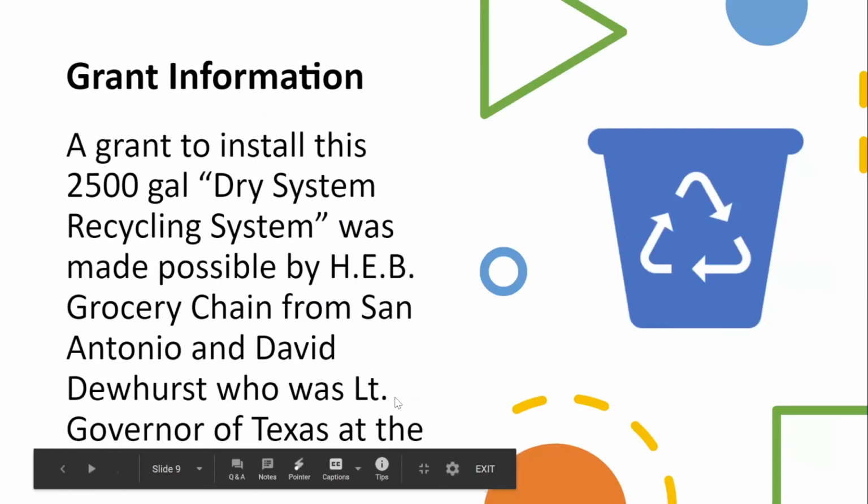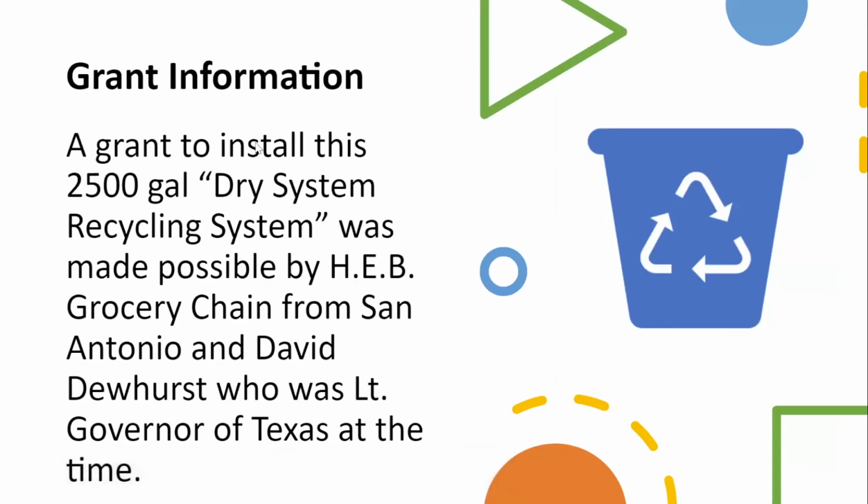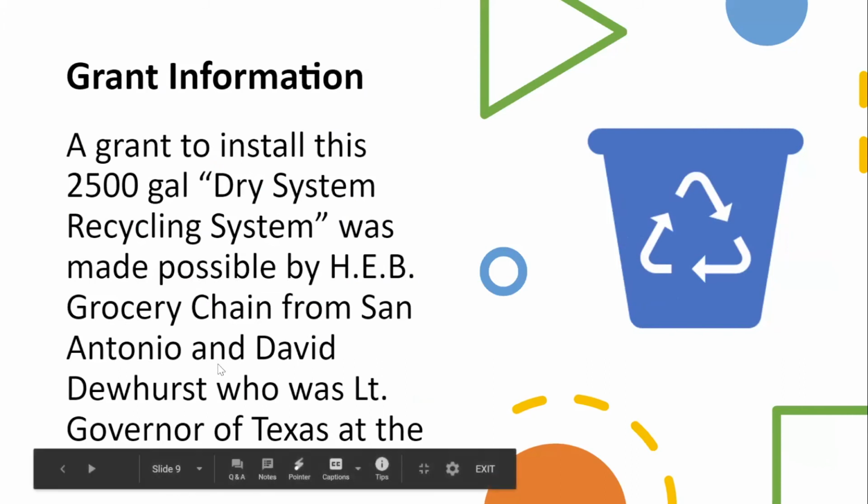The grant information: the grant to install this 2,500 gallon rainwater recycling system was made possible by the H-E-B grocery chain from San Antonio and David Dewhurst, who was Lieutenant Governor at that time. Now I'm going to stop sharing my screen with you.